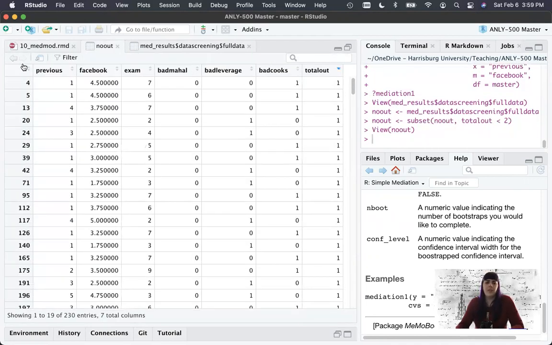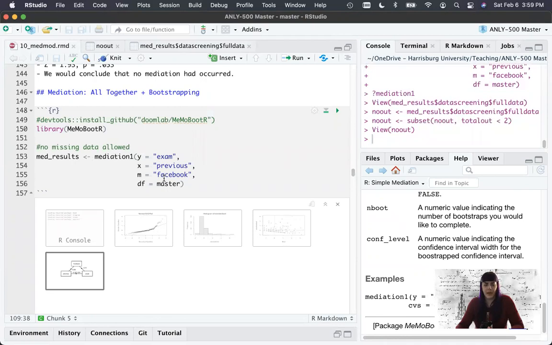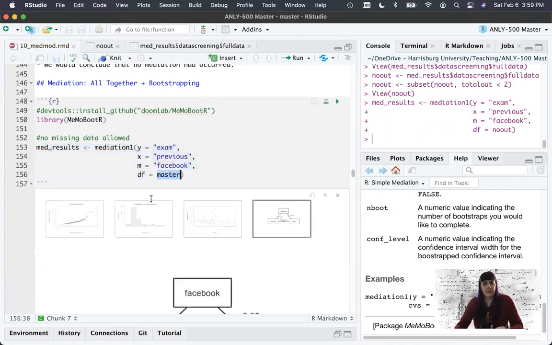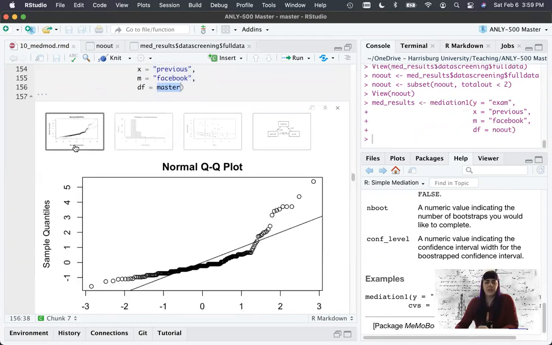Cool, got rid of all of them. And then I can just run my mediation again. I would just change this here to no out. Let's see what that looks like. Gotta remember to rerun this here in a minute. Change it back. So now let's see.